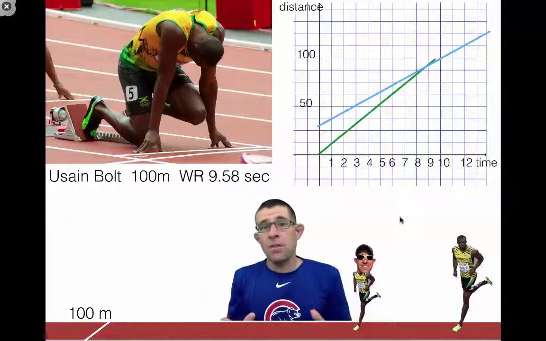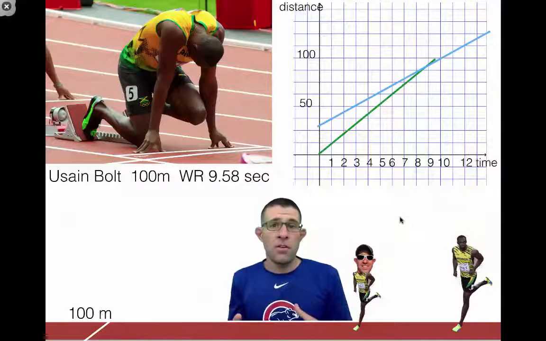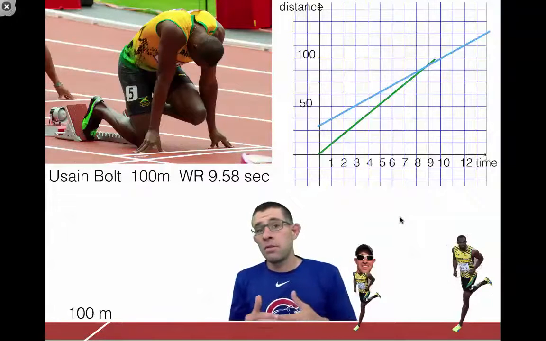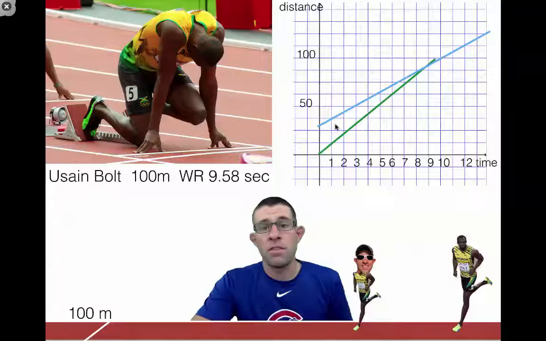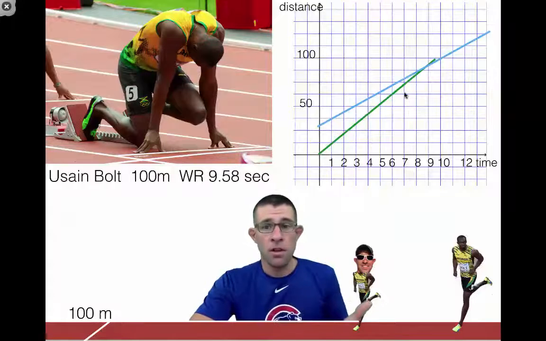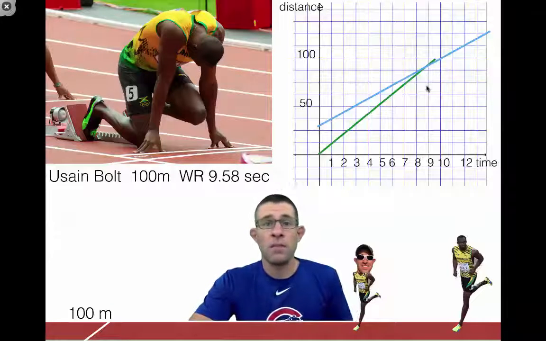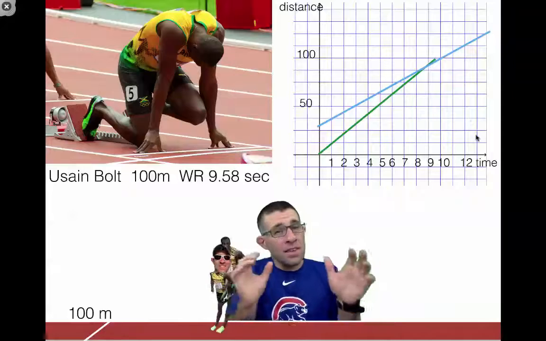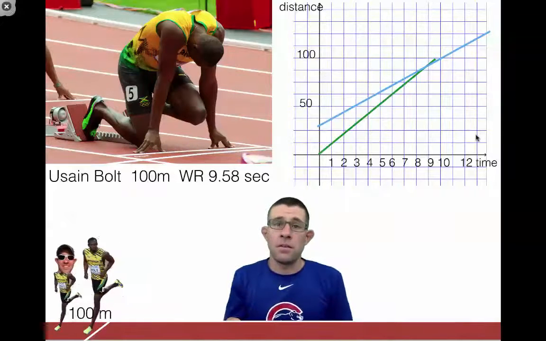In fact, I would need about a 30-meter head start in order for our finish times to be about equal. If I slide my blue line up, giving myself a 30-meter head start, you can see that at the rate of speed that I run and the rate of speed that Usain runs, we'll finish at about the same time. However, I think he's still going to edge me out by just a little bit.